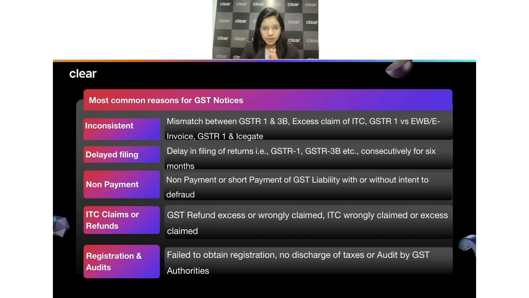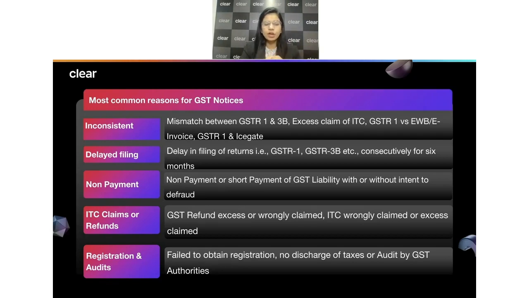And if it is not matching, just make sure you file correctly. You make an amendment, maybe you make an adjustment in 3B or 1, whatever is correct. Accordingly, you have to make the adjustments over there. But whenever you're looking into it, you have to make sure that there is no difference, because if there is a difference, the department will definitely come up and raise a notice.